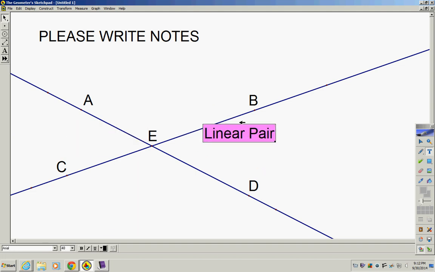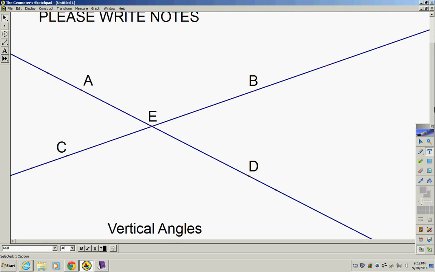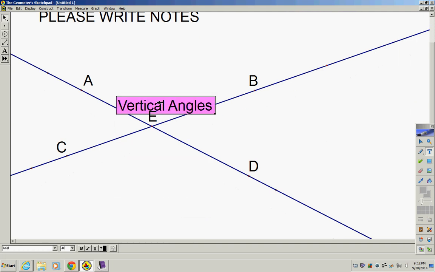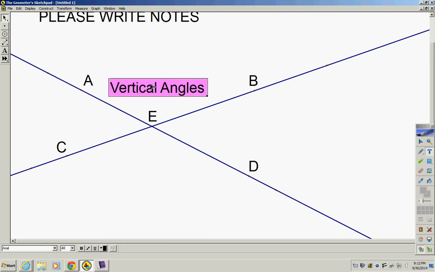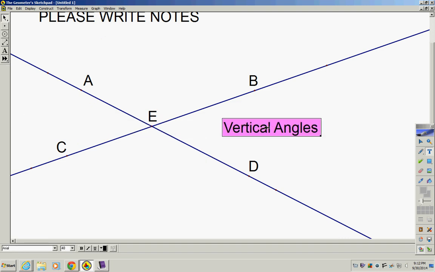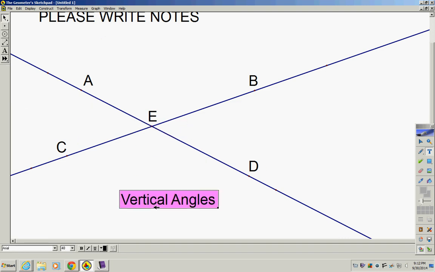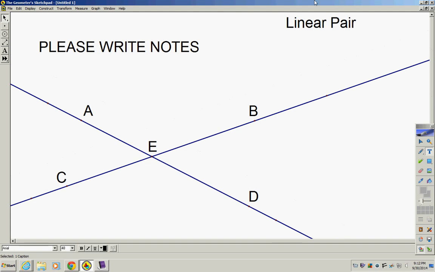So we have, again, vertical angles are across from each other, these two, or these two. And linear pairs are adjacent to each other: these two, these two, these two, or these two. All right? Looks great. Now we're going to transition to something else.